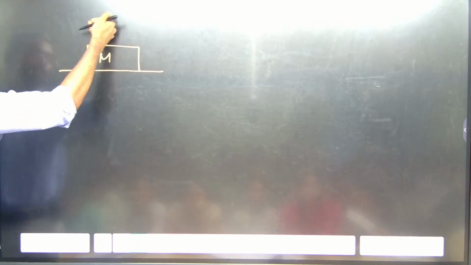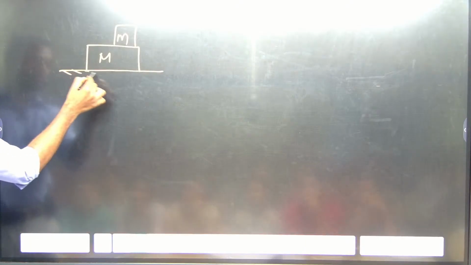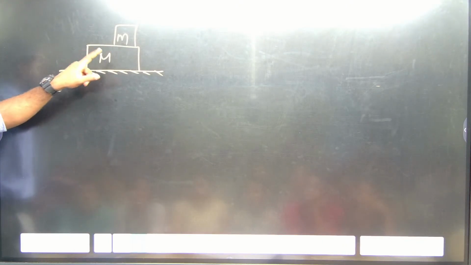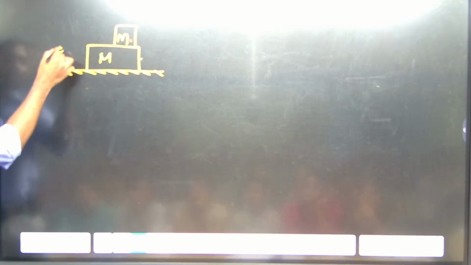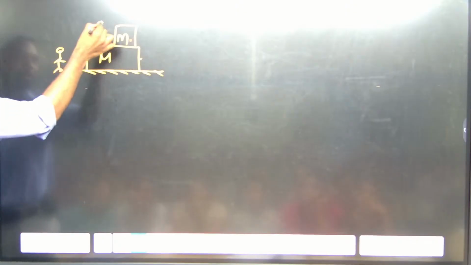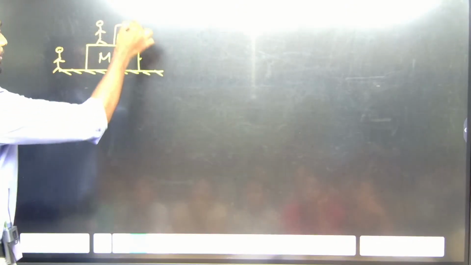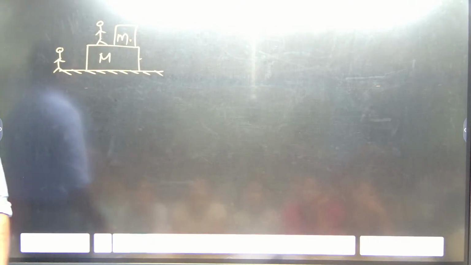There is a block M, upon that I am having another block which is having mass small m. Okay, so this is on the ground. Try to understand the conditions whatever I am saying here. There is a block capital M, and another block small m is there. A person is standing here on the ground, another person is standing on the block M. So this together is going with acceleration a.